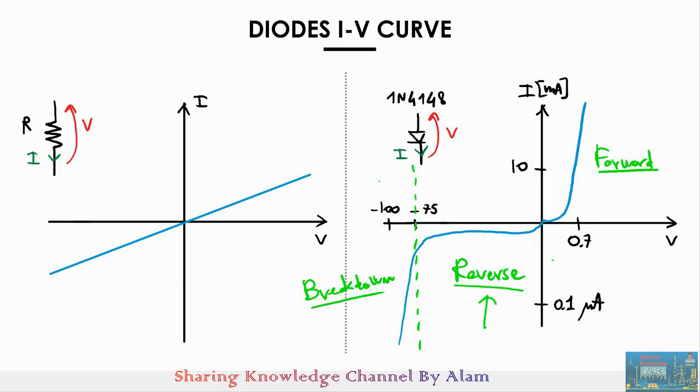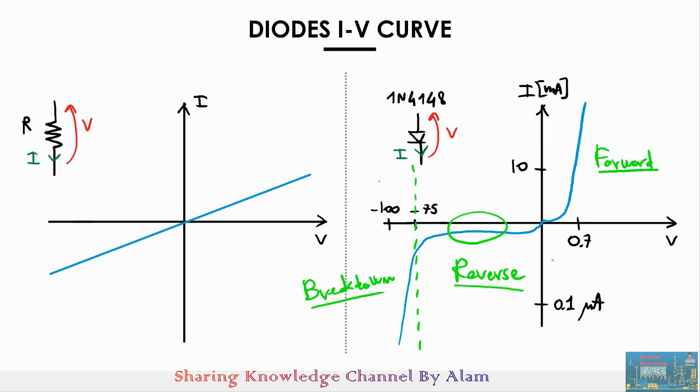In the reverse region, voltages are pretty high. They go from 0 to minus 75, much higher than the 0.7, 1 volt, or 2 volts that we have in the forward region. However, even if we have such a high negative voltage, the diode does not allow the passage of the current, and only a very tiny negative current is allowed to pass.